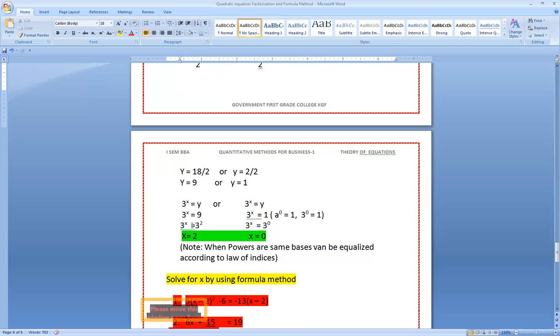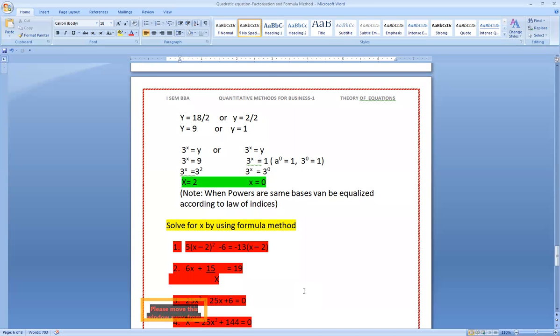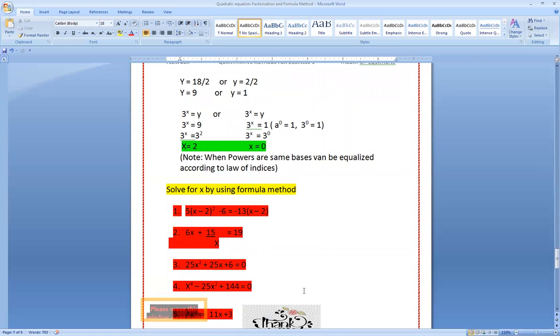So now we have to apply the law of indices. When the powers are the same, bases can be equalized, but here the bases are the same, so the powers can be equalized. Here the base values are 3, 3 equals 3, which means x equals 2. Here also 3 equals 3, which means the value of x equals 0. So this is how we calculate the value of x by using the formula method.